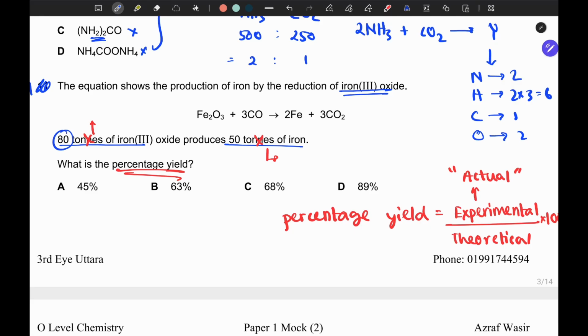Alright, so 80 tons of iron 3 oxide produces 50 tons of iron. So let's find out the moles of iron 3 oxide present. Moles of Fe2O3 would be mass divided by Mr. The Mr of Fe2O3 would be 56 times 2 plus 3 times 16. If we perform this calculation, we should be getting, let me just quickly solve it, 0.5. So this is the moles of Fe2O3.